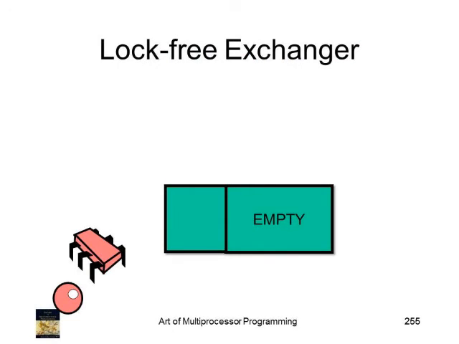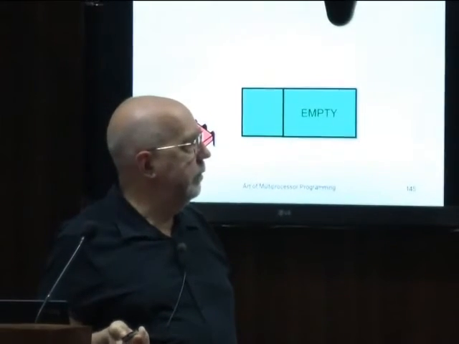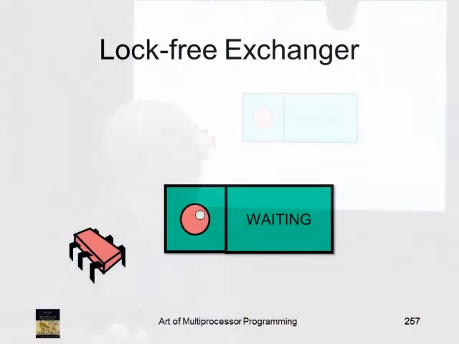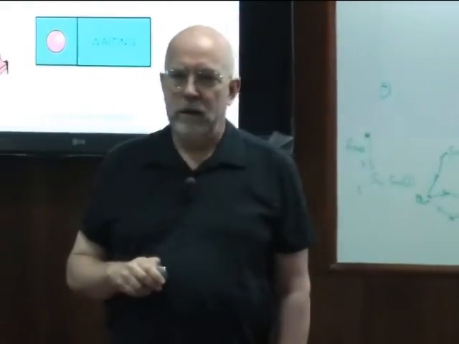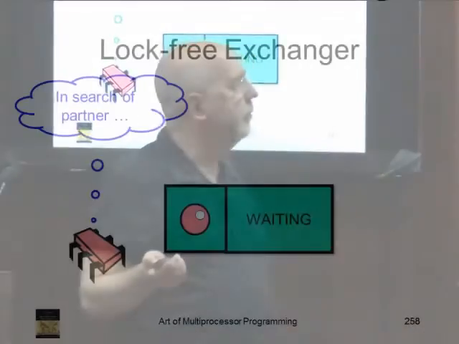I think I'll just stick with the picture. So here is the exchanger. A thread comes along, does a compare and swap, and sets the state to waiting. This says that the red thread has deposited the red item and is waiting. Now if red is pushing, then that's a real item. If red is popping, then this is a dummy item, something that just says that I want to pop a value.